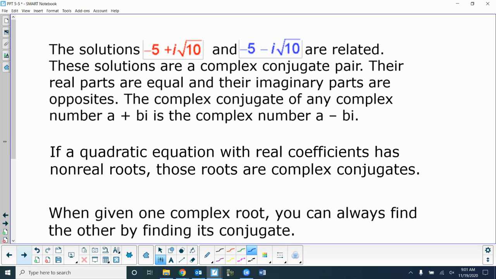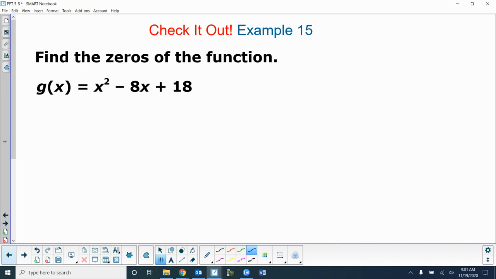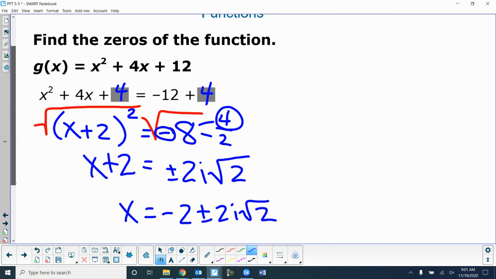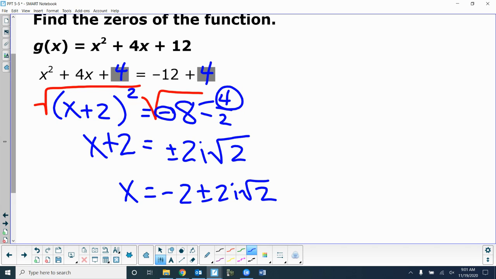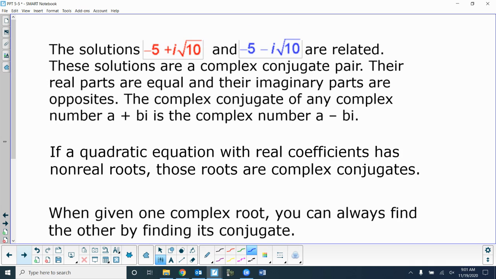It says the solutions -5 plus I radical 10 and -5 minus I radical 10 are related. It's just like the one we just did. -2 plus 2I radical 2 and -2 minus 2I radical 2. They're related. Okay? These solutions are a complex conjugate pair. They come in pairs. We call them complex conjugates. Their real parts are equal and their imaginary parts are opposites. The complex conjugate of any complex number a plus bi is the complex number a minus bi.